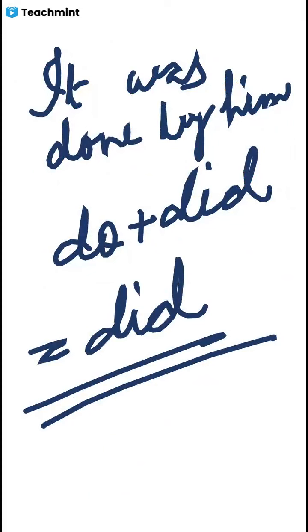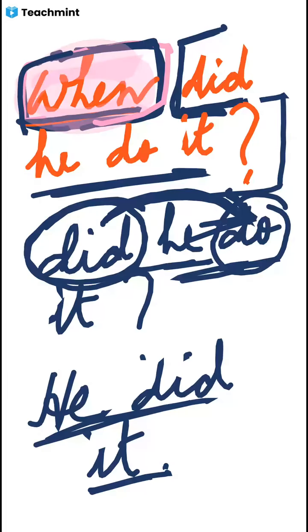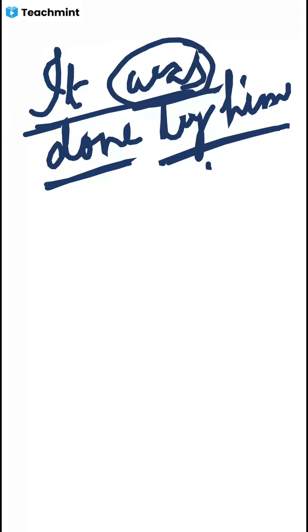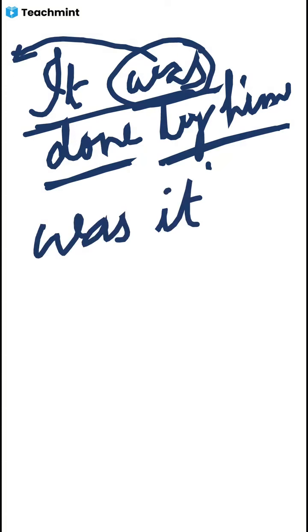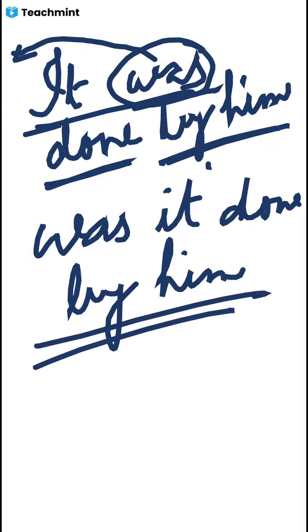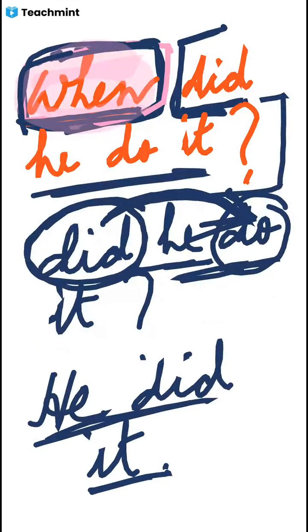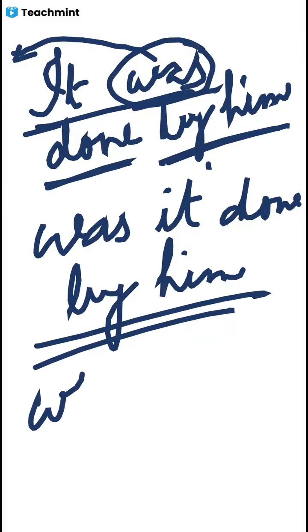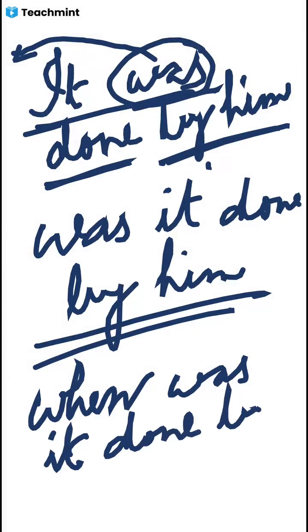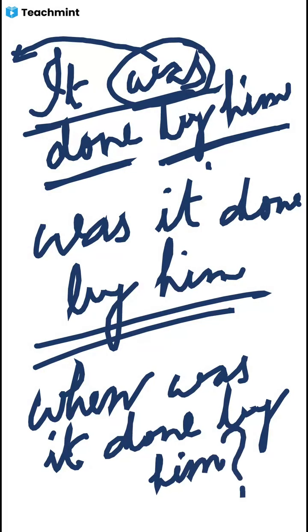Now let us change this into a question, because in the question we had when. What should we do to make this a question? The helping verb will go before the subject. What is the helping verb? Was. Was it done by him? It's not complete yet, because in the question there is when. So we have to put this when also. So, when was it done by him? Question mark. When was it done by him?